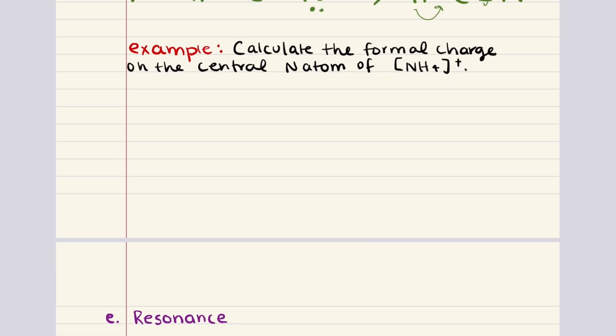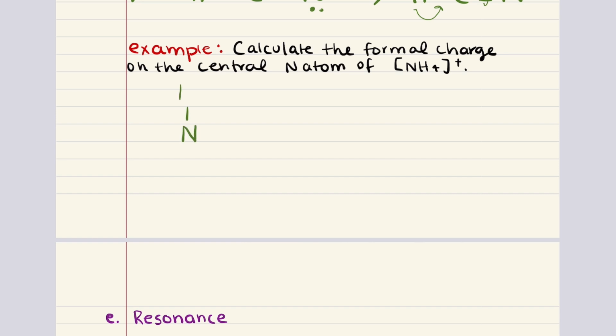This one says calculate the formal charge on the central nitrogen atom of ammonium. Now, here's a fun thing. If you want to try your luck with Lewis structures, pause the video. NH4 plus, try to draw that out. And I'm just going to go ahead and draw out the proper Lewis structure, so we can just focus on learning how to calculate the formal charge. So if you want, you can pause the video now, draw out ammonium, and then compare it to what I'm going to draw right now.